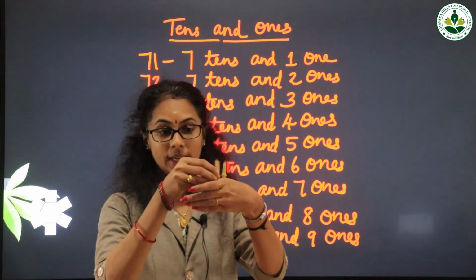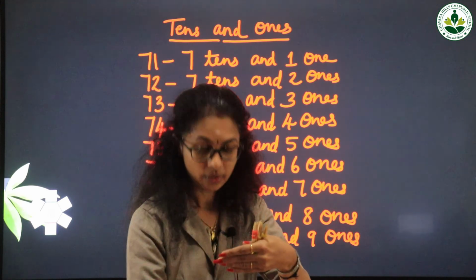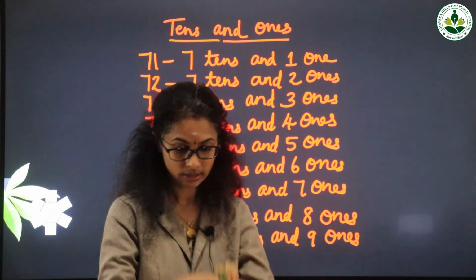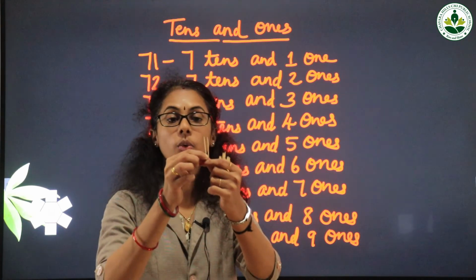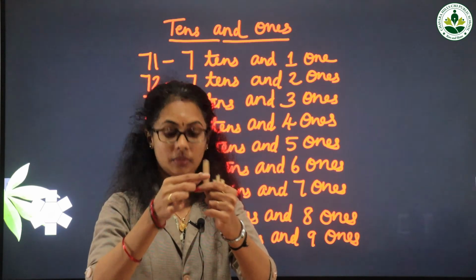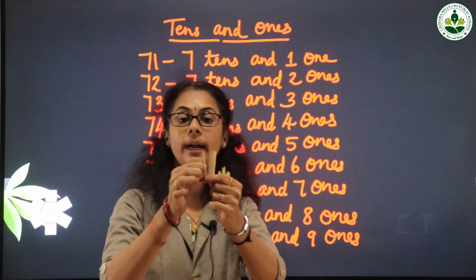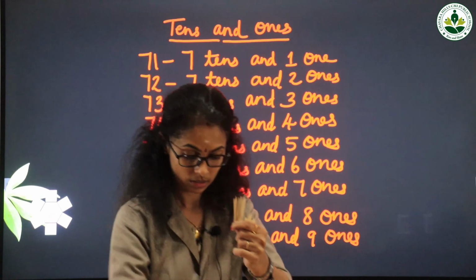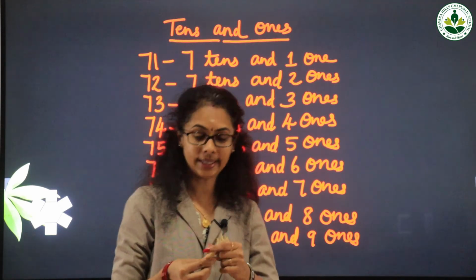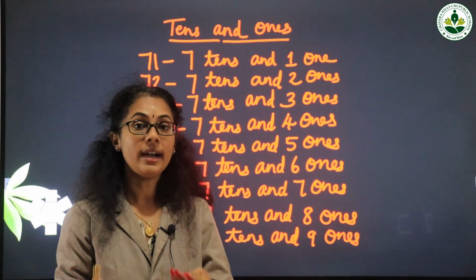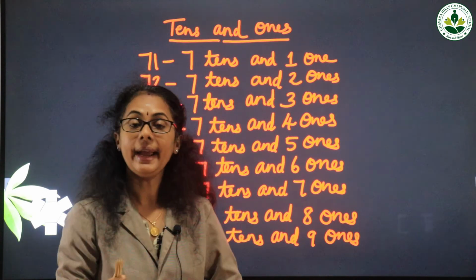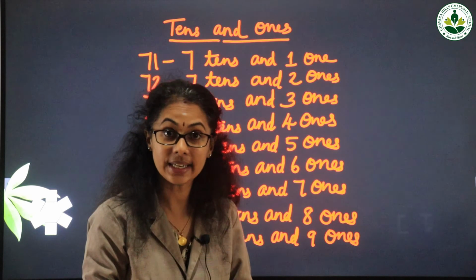1 ten, 2 tens, 3 tens, 4 tens, 5 tens, 6 tens, 7 tens. Then 1, 2, 3, 4, 5, 6, 7, 8, 9, 10. This is another group of 10. So 7 tens plus 1 more 10. Okay, 1 more 10. So 8 tens. 8 tens are 80.